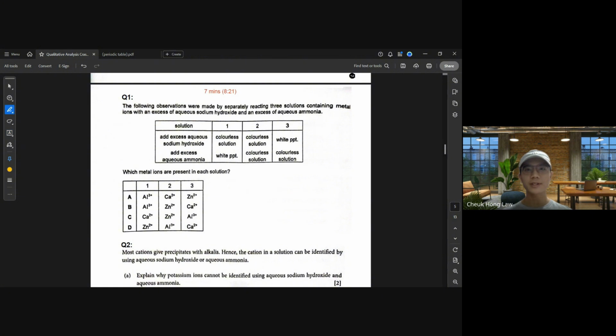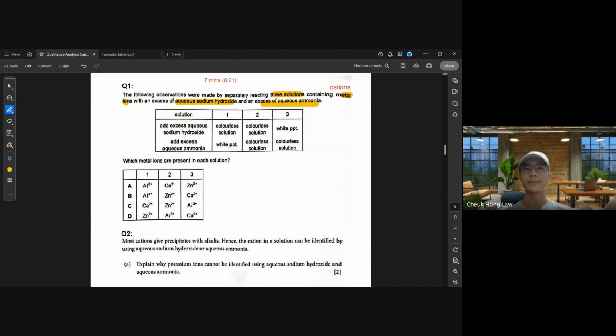The following observations were made by separately reacting 3 solutions containing metal ions. Metal ions, we know that metals lose electrons to form positive ions or cations. So we are testing for cations here, with an excess of aqueous sodium hydroxide and excess aqueous ammonia. When you add excess, there are two observations to note. One is the color of the precipitate. Second is the solubility in the reagent.